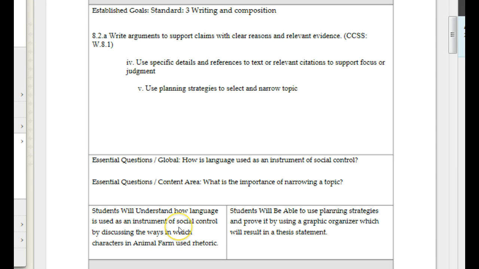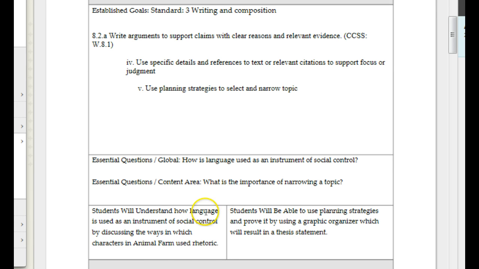Okay, here, so your students will understand how language is used as an instrument of social control, and then students will be able to use planning strategies, all right? I want you to work on aligning these two a little bit closer. This one over here, your students will be able to, is very specific to your established goals, all right? Use planning strategies by filling out a graphic organizer, okay?